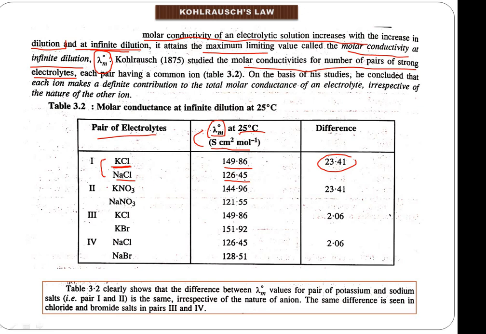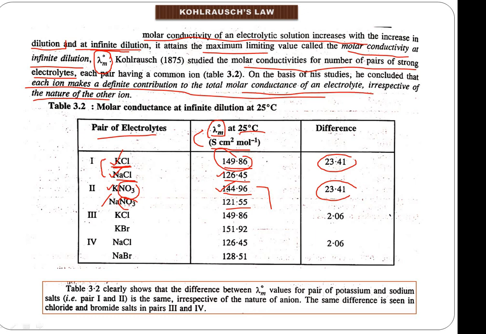Now the interesting case is when you take the same sodium and potassium, but the counter ion, the negative ion, is different, it's nitrate. If we check these conductivity values, the difference remains the same. So on this data, he concluded that each ion makes a definite contribution to the total molar conductance of an electrolyte irrespective of the nature of the other ion. So in this case sodium has its own contribution, and potassium has its own contribution, and sodium with the same chloride has a different contribution, and likewise in potassium nitrate and sodium nitrate, potassium has its contribution and sodium has its contribution. So each ion makes a definite contribution to the total molar conductance of an electrolyte irrespective of the nature.